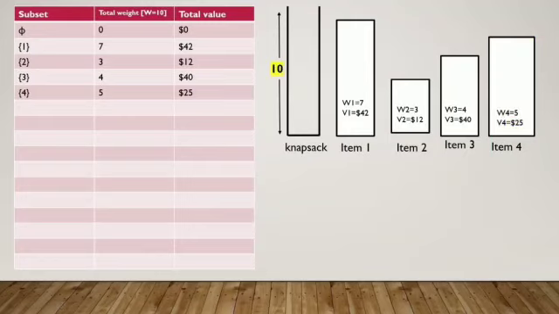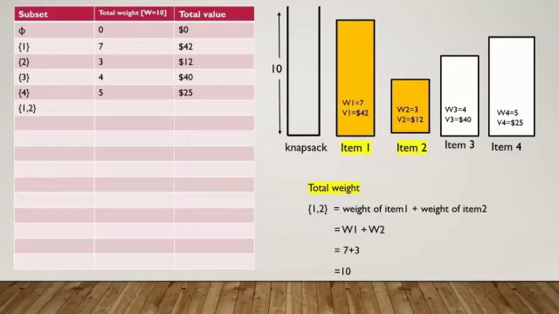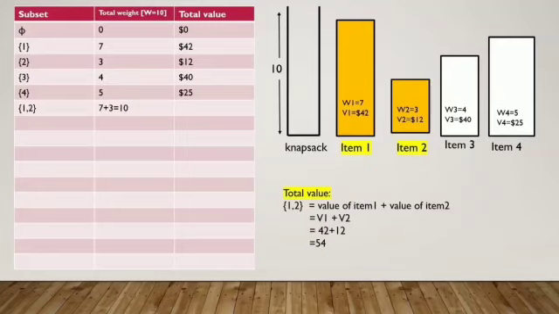Now, as we can see that the capacity of the knapsack is 10, we can check whether it's possible to fit 2 items in the knapsack within the specified capacity or not. So let's see. If we take the combination of items 1 and 2, for finding the total weight, we add the weight of item 1 and the weight of item 2. That is, for item 1, it's 7 and for item 2, it's 3. So the total weight will be 7 plus 3, which is equal to 10. And the values are 42 and 12, so the total value will be 42 plus 12, which is equal to $54.